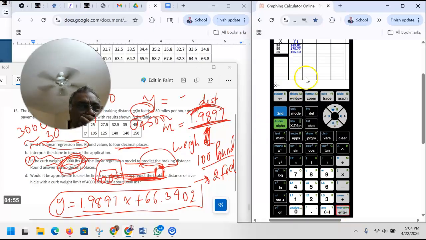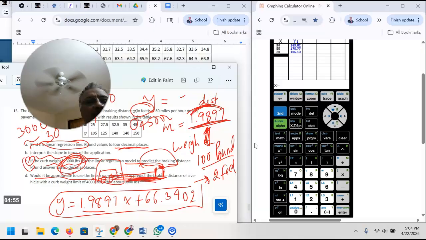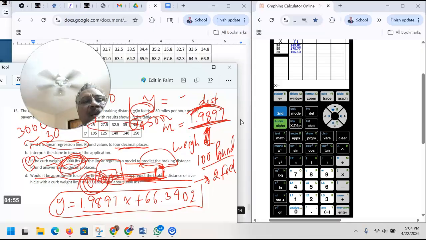So this way we can also figure out. So that's all the question was asked about the C part. So this C part here: would it be appropriate to use a regression line for braking distance of a vehicle for 40? Yes, 40 is okay because 40 is between the range of this. So that's what it's asking you.